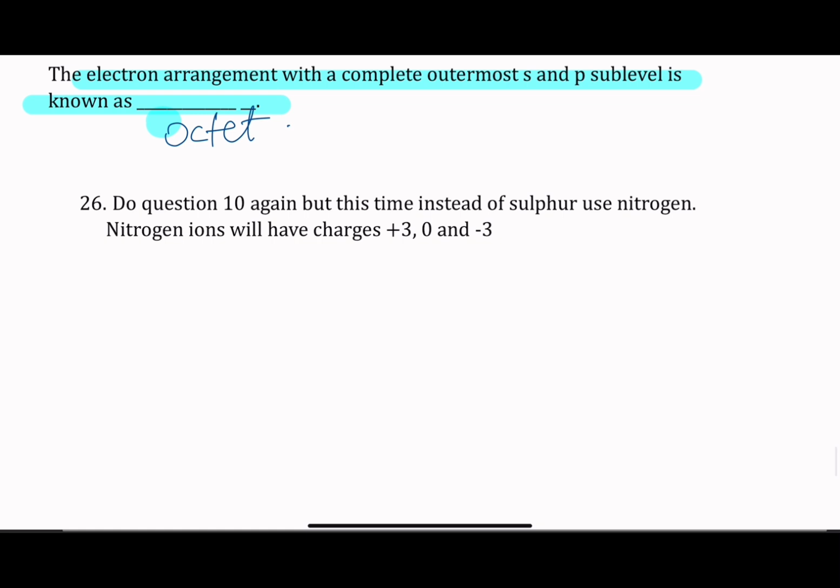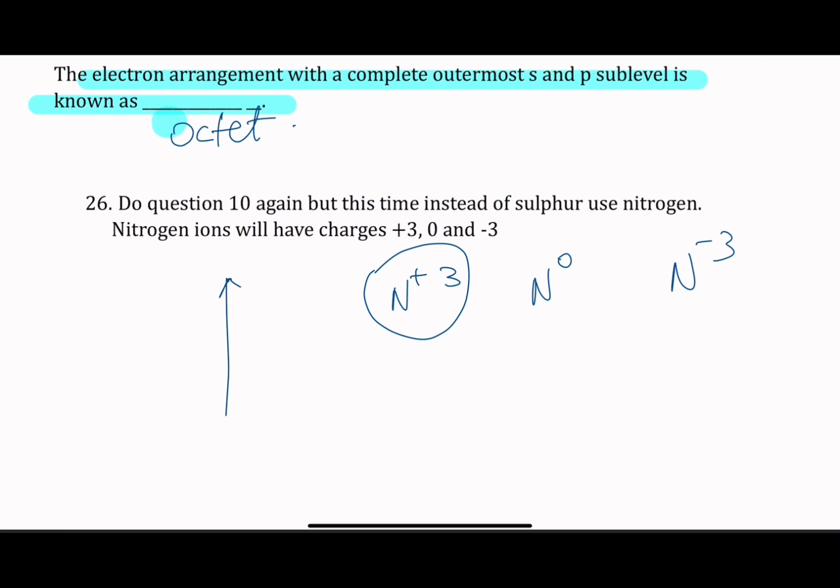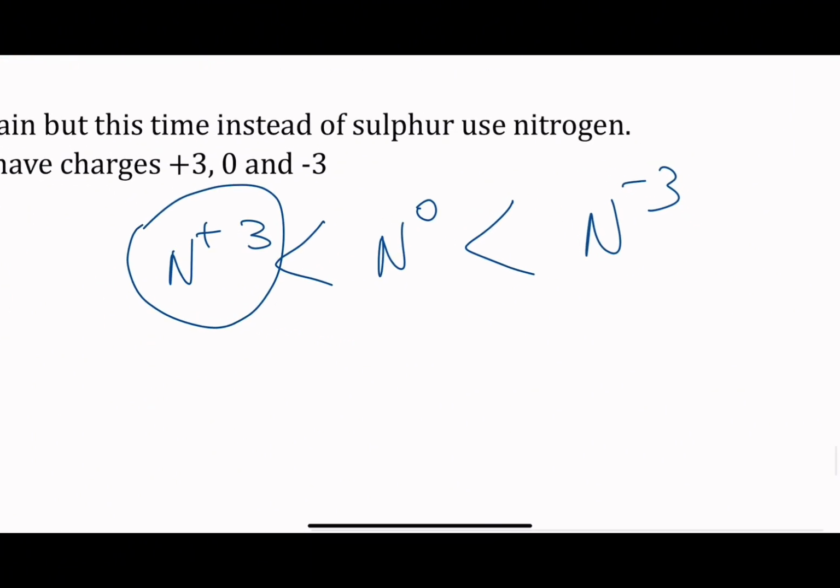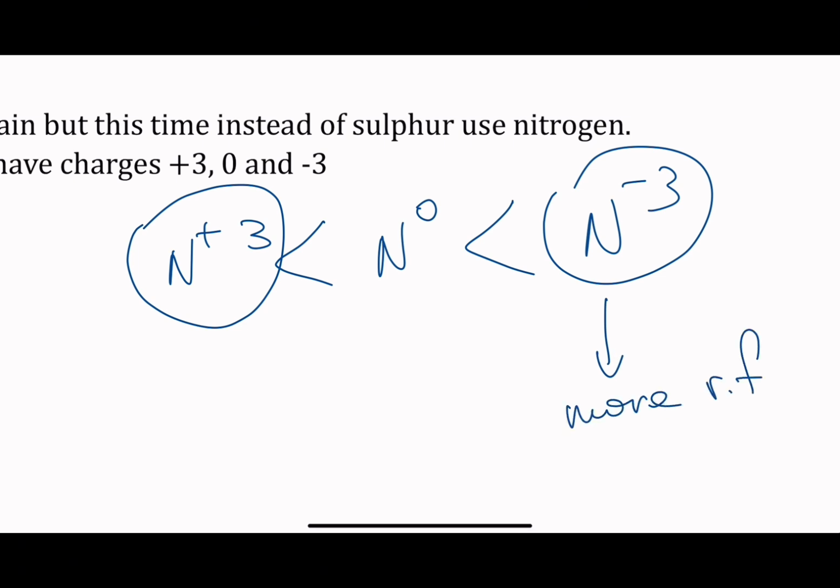Now question 26, I'm going to let you do it on your own, because nitrogen ion +3, nitrogen +0, and -3. Right away we can see from here that when you have fewer electrons, you will have a smaller radius. I can see it from here, but you need to give the reasoning. So the reason for this is more repulsion force between electrons. I told you I would let you, but I ended up doing it myself.